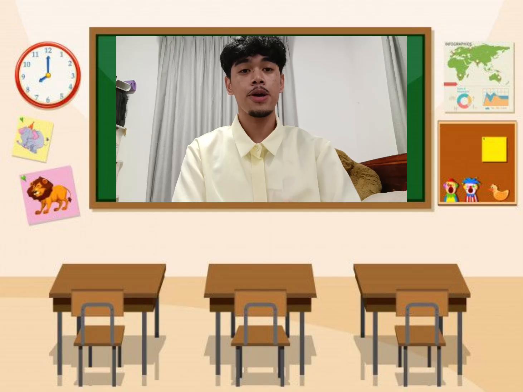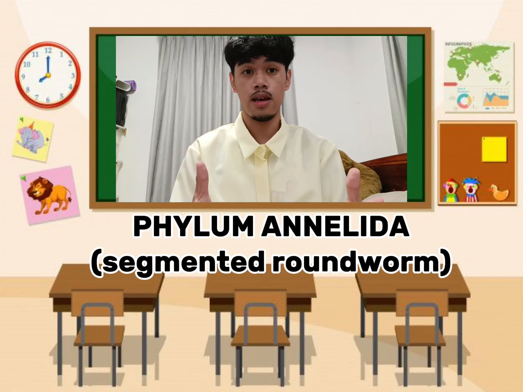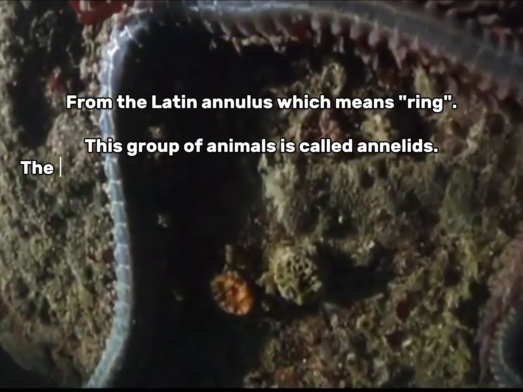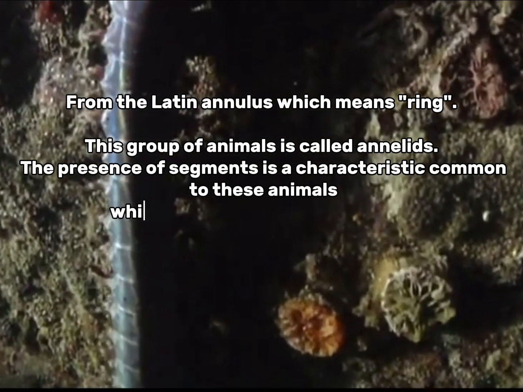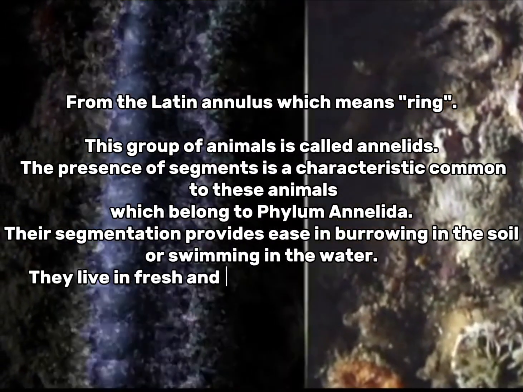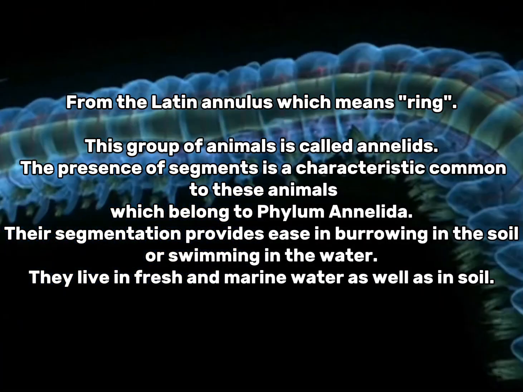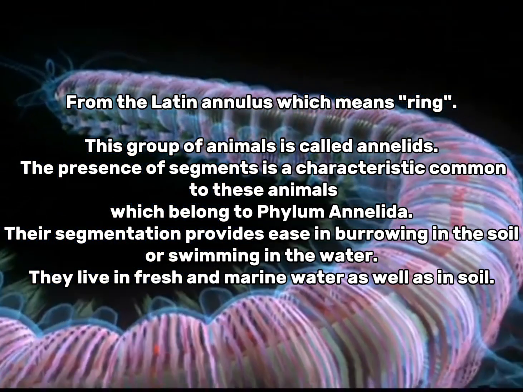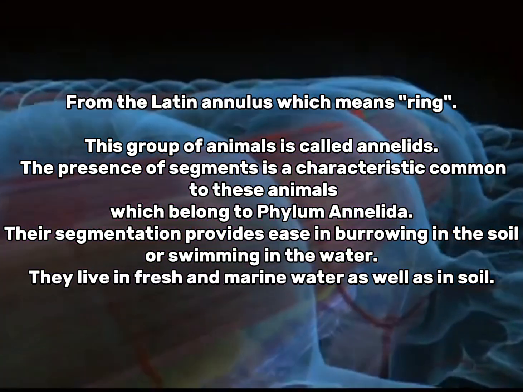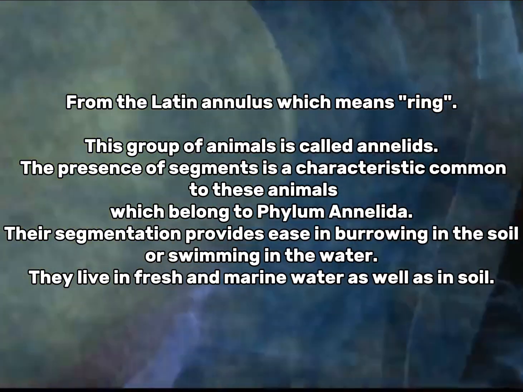So for today, I am going to discuss the phylum Annelida, or the segmented worms. Phylum Annelida, from the Latin annulus, which means ring. This group of animals is called annelids. The presence of segments is a characteristic of animals which belong to phylum Annelida. Their segmentation provides ease in burrowing in the soil or swimming in the water. They live in fresh and marine water as well as in soil.